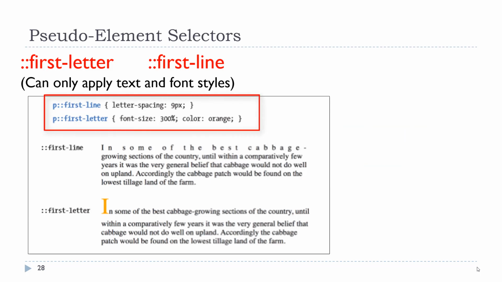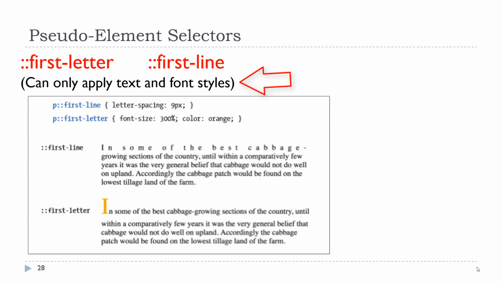These two elements allow us to apply a style to the first letter and also the first line. And here I am using a paragraph. You can only apply text and font styles to these elements. You can't apply other styles to them.